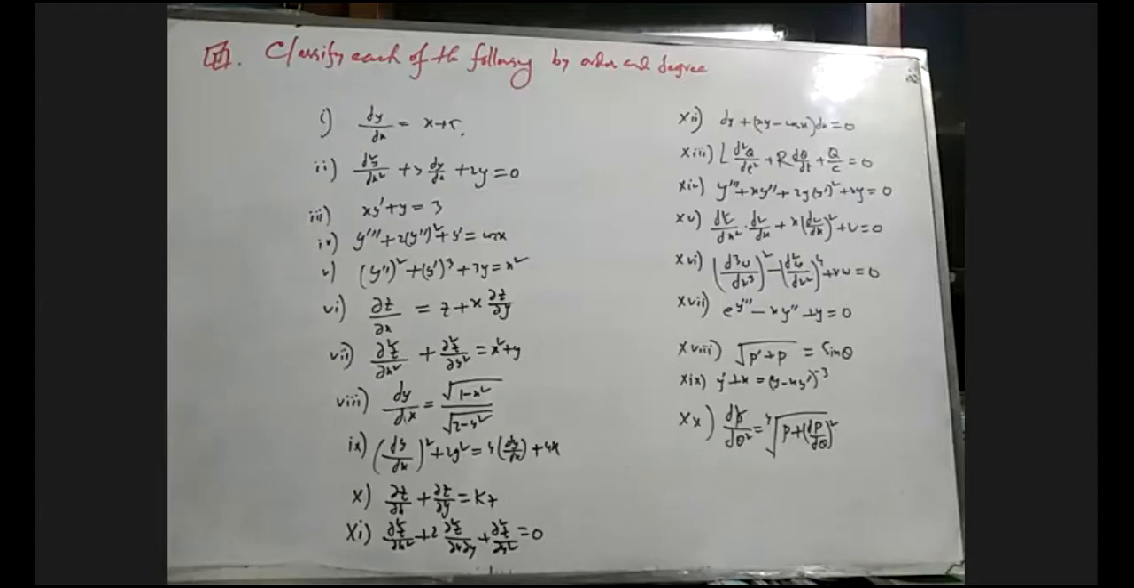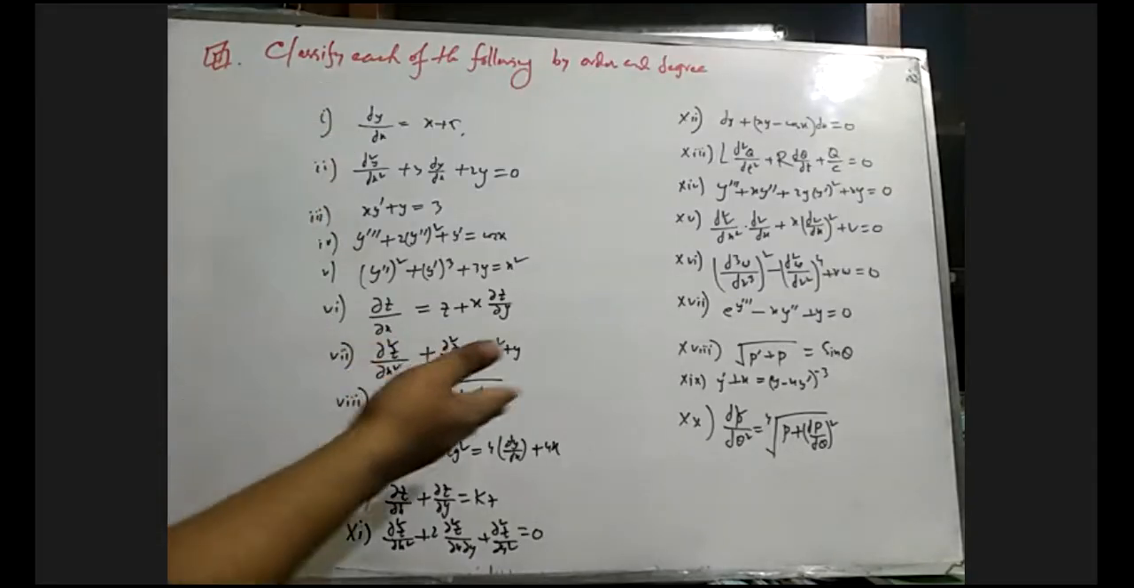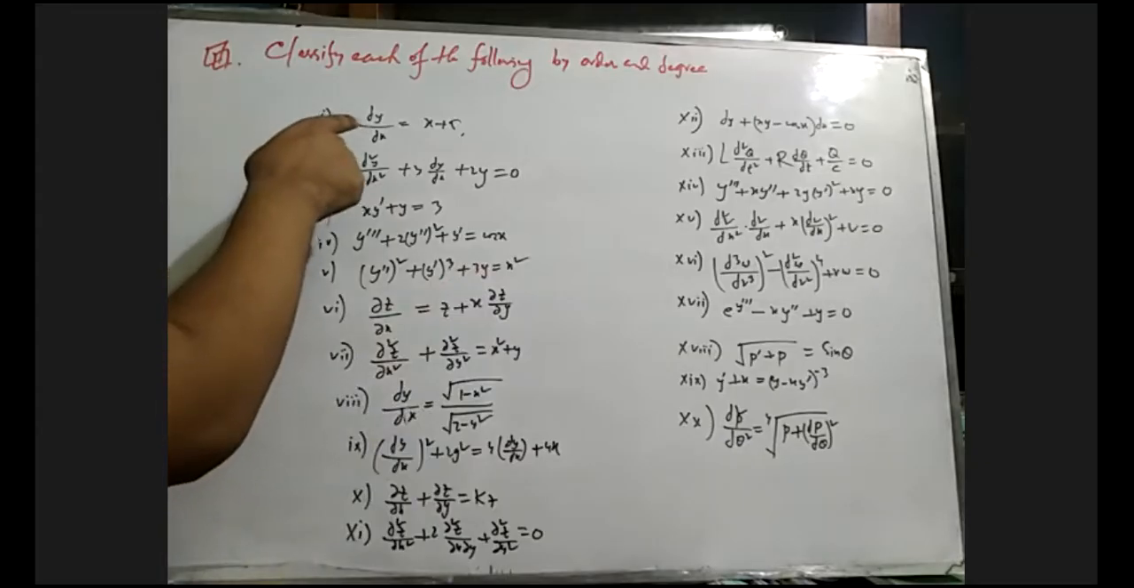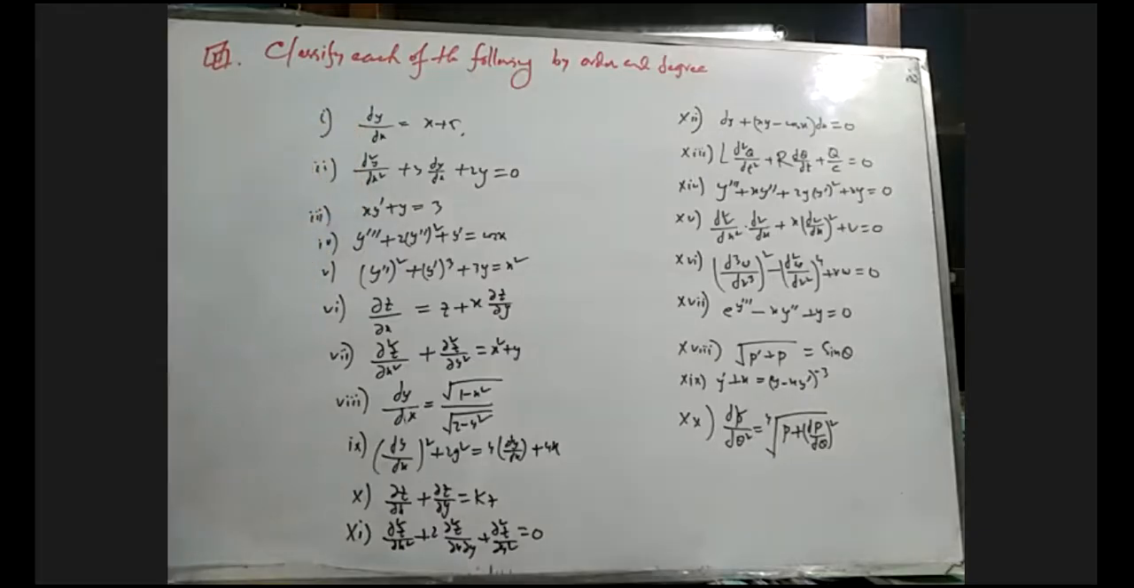Now we can classify each of the following by order and degree. These all are differential equations. Now we will classify the order and degree. First of all, what will be the order? The highest order of the derivatives is 1. This is why the order will be 1.